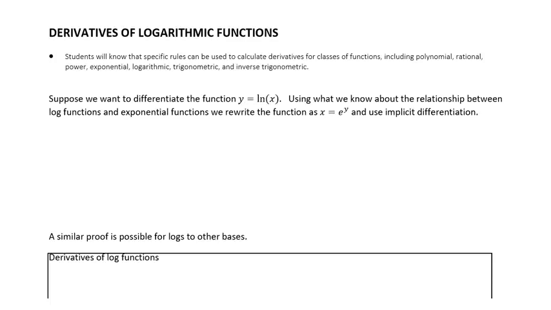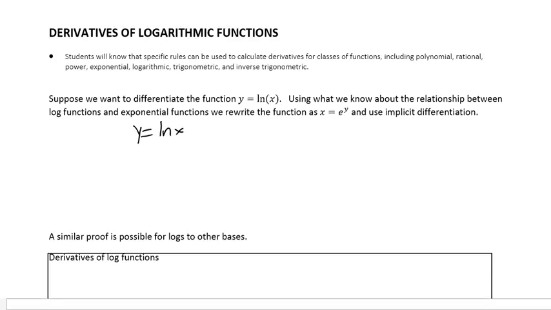Now, what we know about the relationship between log functions and exponential functions, we can rewrite that. The original function y equals the natural log of x is in log form. We know about writing it in exponential form. We move the base to the other side, and we have x equals e to the y power. Now, we don't know how to differentiate y equals natural log of x, but we can differentiate e to the y as long as we use implicit differentiation. Remember from Algebra 2 pre-calc, these equations are the same. They're just in different forms.